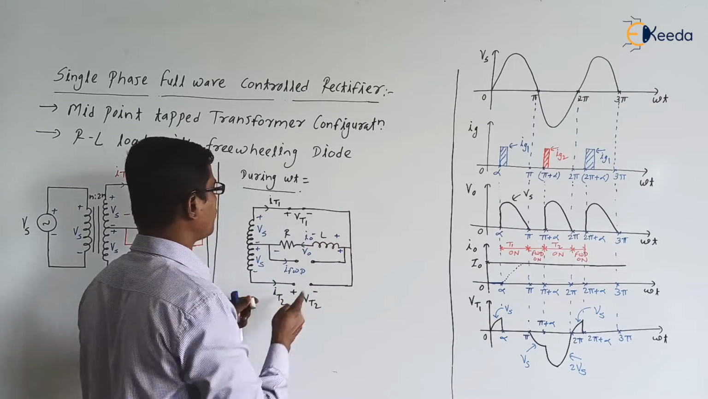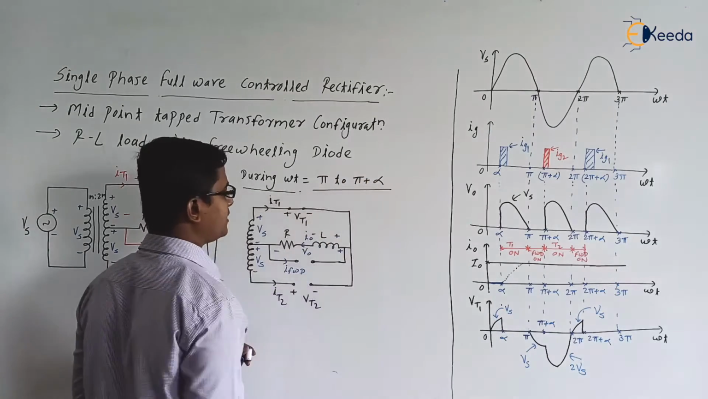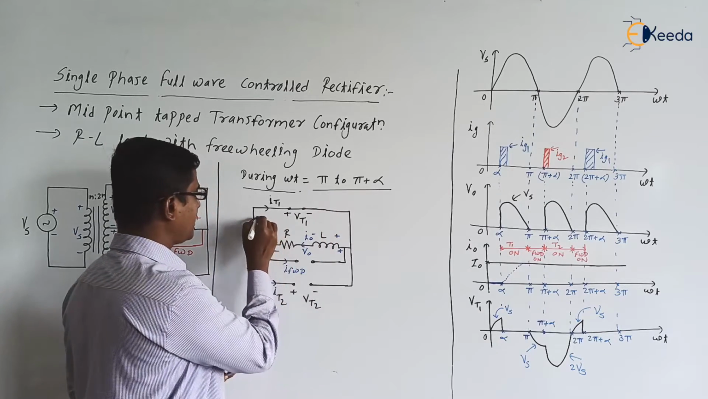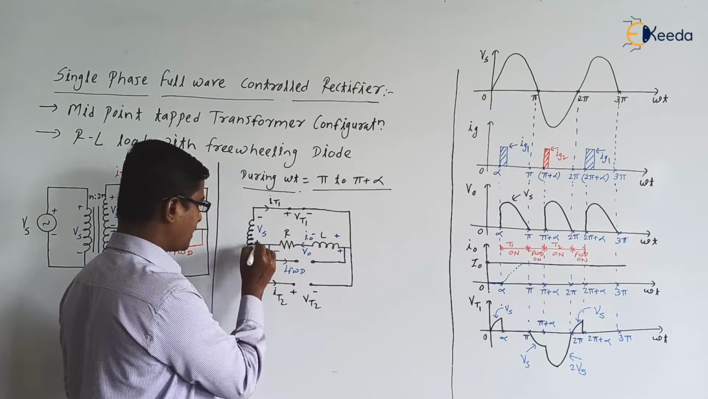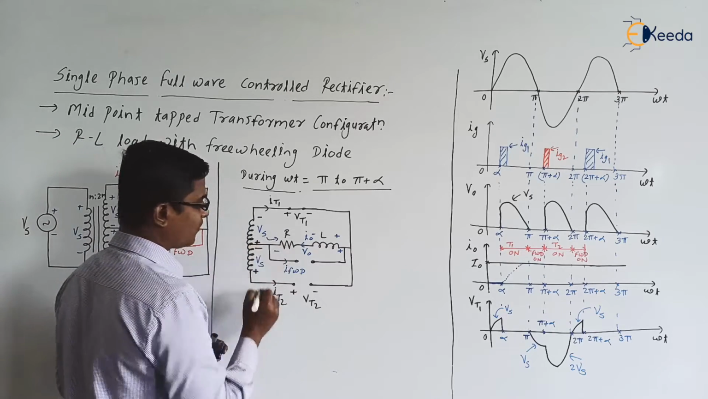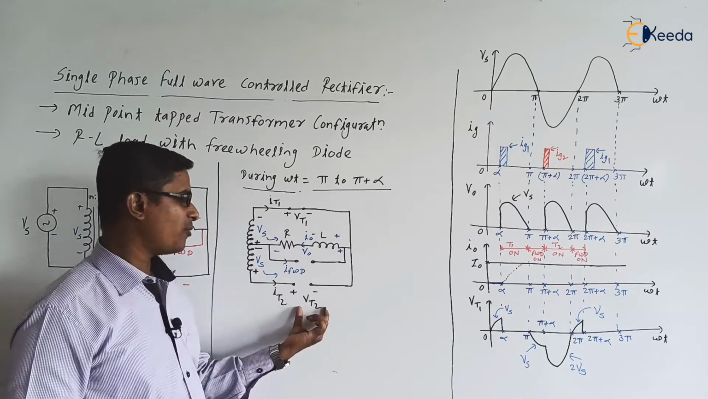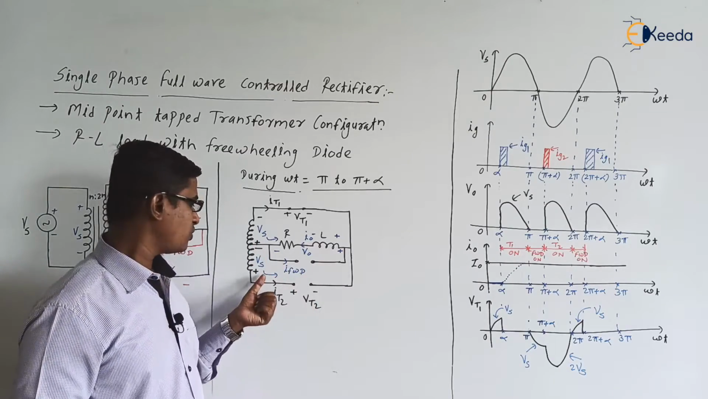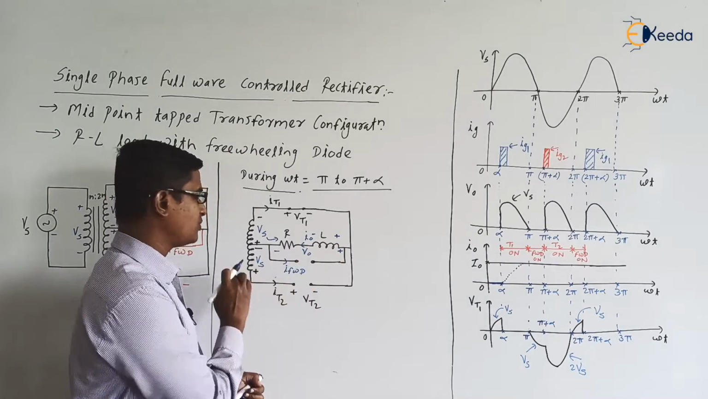Now let us discuss omega t equal to pi plus alpha. From pi to pi plus alpha, the supply voltage is negative, so here it is a minus and here it is a plus. The supply voltage is reversed, so it will try to circulate current in the anti-clockwise direction. But have we applied the gate signal to thyristor T2? No, so thyristor T2 is in the off state only. Whether the current will be flowing in the lower loop? Not possible.